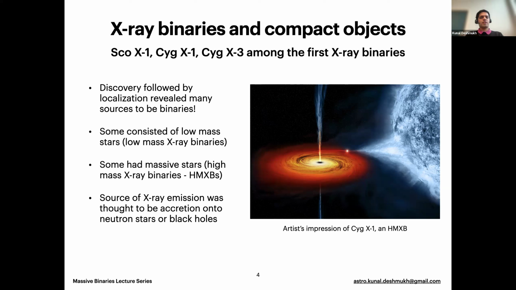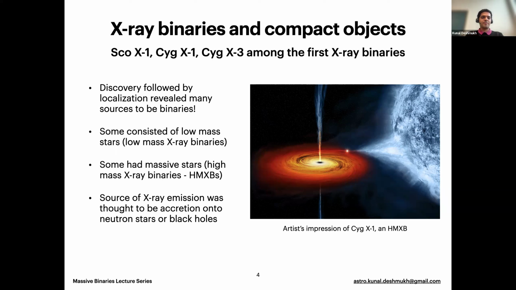But what they found was a lot of these sources were actually binaries, and that is where the term X-ray binaries comes from. And as you would expect, some of them, the low mass X-ray binaries, were found to be binaries where the star we see in the optical was a low mass star, and for the high mass stars we call them high mass X-ray binaries. So in this talk, I'll focus on high mass X-ray binaries, but I would say low mass X-ray binaries are equally fascinating.